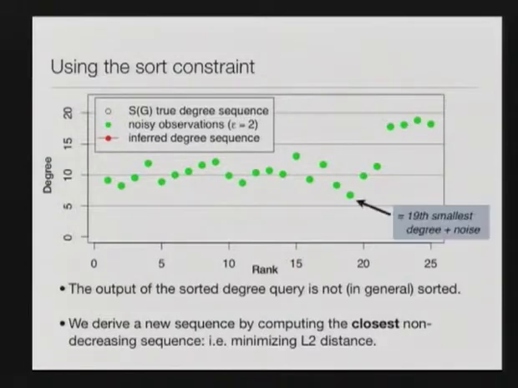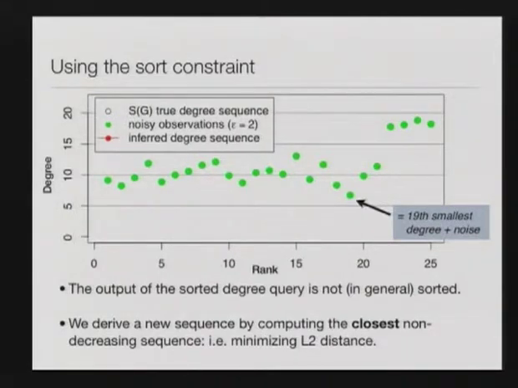What's strange about this is that the 19th element in my array should be the 19th smallest degree, but some noise has been added, and now it actually looks like the smallest degree. And I know that can't be right. So as an analyst, I can refine the green sequence and come up with a better estimate.